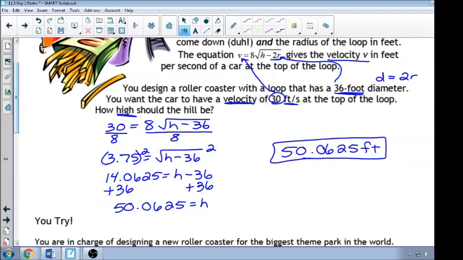Now, on the bottom part of this note sheet, you have an opportunity to go ahead and design a roller coaster of your own using the same formula that we just talked about. Try to make it realistic if you can, or just have fun with it. See if something is even possible to make. Otherwise, that is the end of our note sheet.